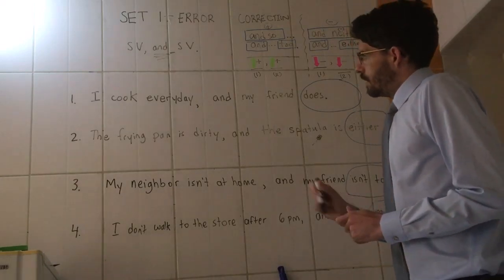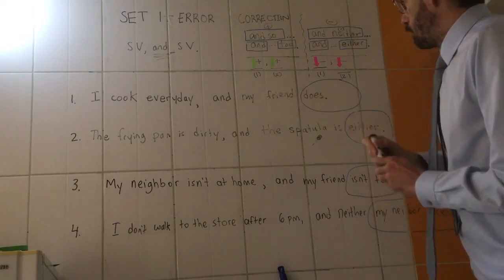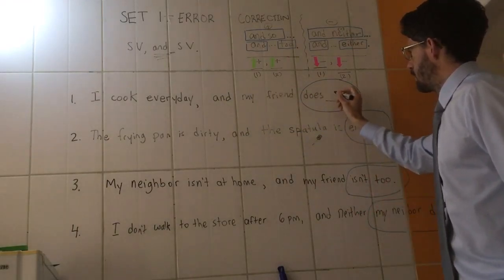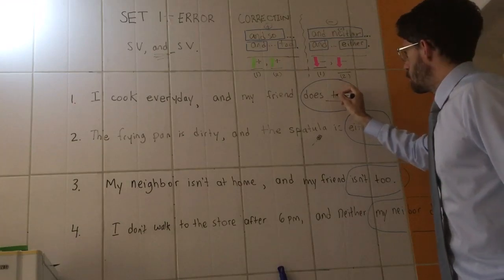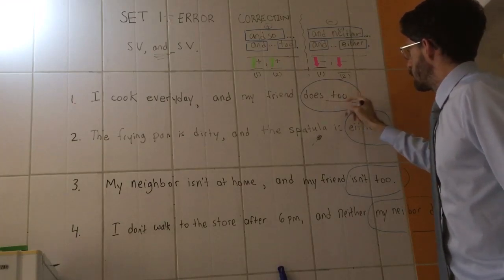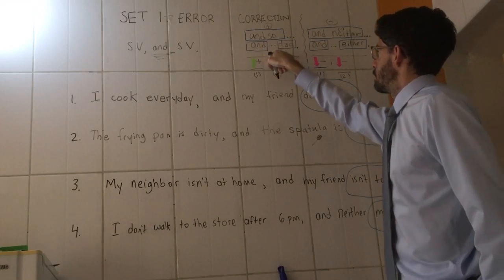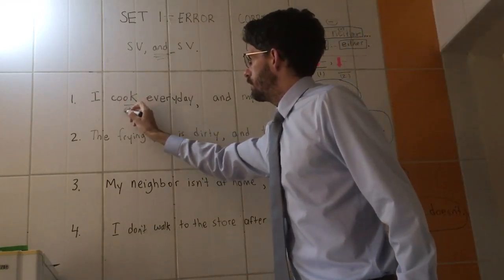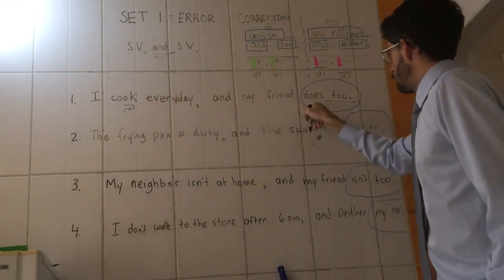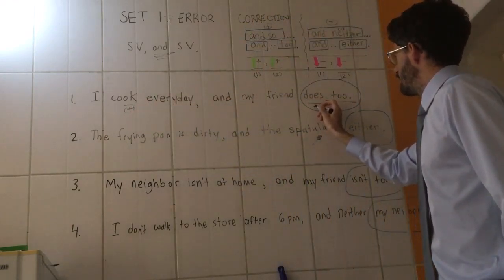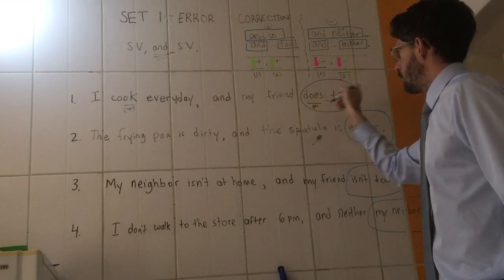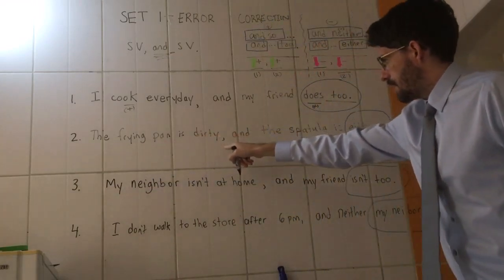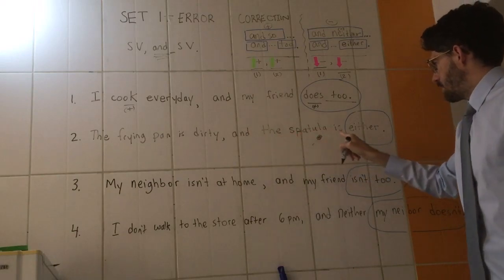So number 1, I cook every day and my friend does, we're missing something here. My friend does too. Good. Okay, because "too" is used with positives. Okay, so I cook, that's positive. My friend does, helper verb, positive helper verb.